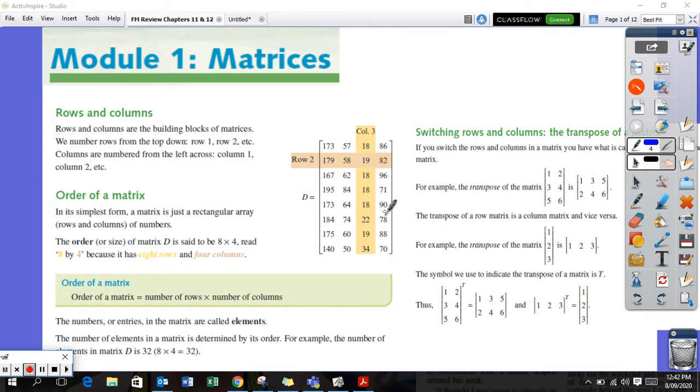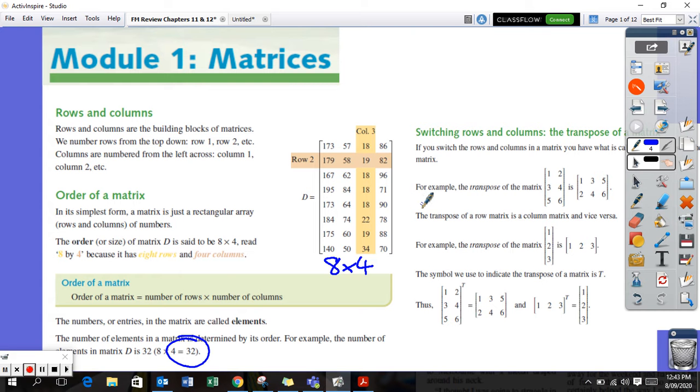It has rows, it has columns. The order of the matrix is the number of rows by the number of columns. So the number of rows: 1, 2, 3, 4, 5, 6, 7, 8 rows and 4 columns. So the order of this matrix is an 8 by 4 matrix. 8 rows, 4 columns. So that means it's got 32 cells.